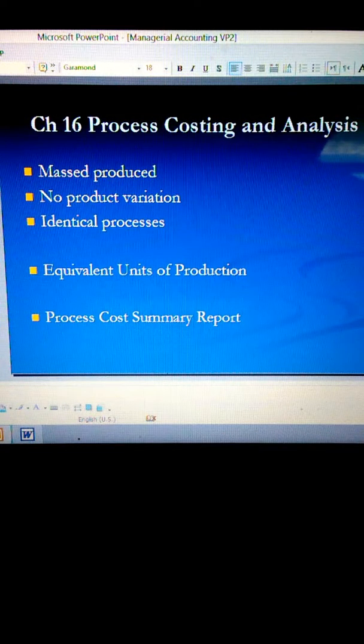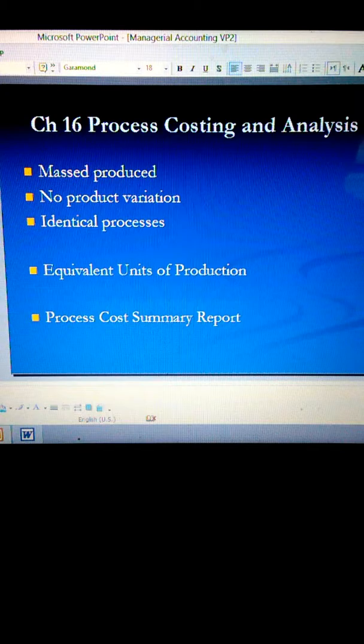In contrast to job order costing, Chapter 16 discusses process costing, which is used in process operations where the products are being mass-produced with little to no variation in a continuous flow of sequential operations. Direct materials, direct labor, and overhead are combined in the operation, but instead of the cost object being a single job or job lot, the cost object is the process.